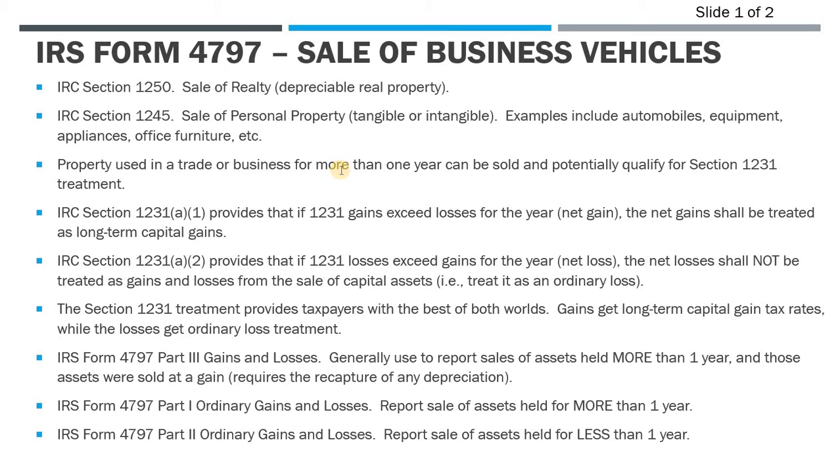So if we start with the 4797, what is it used for? It is used to report the sale or exchange of assets that were used in your trader business. So you could report the sale of vehicles on this, machinery, equipment, office equipment. If you're selling real estate that you used as real estate rental property, you would sell it there.